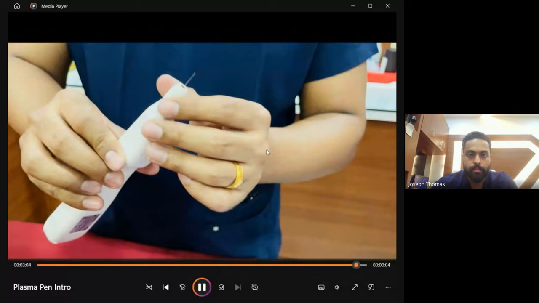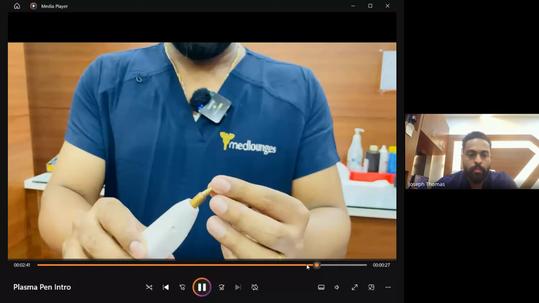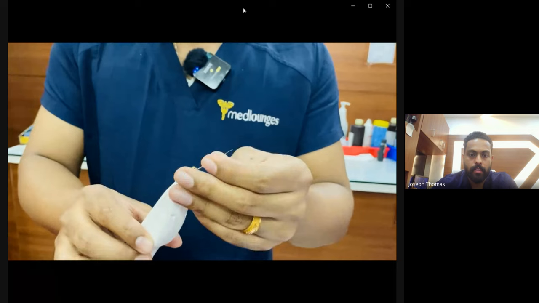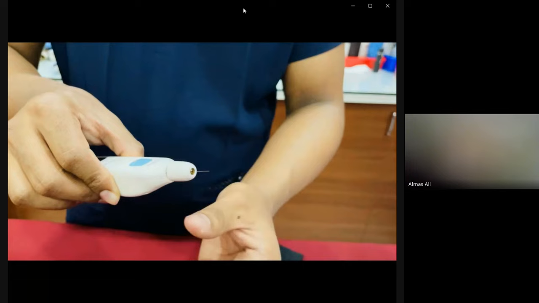So this is how we attach the needle. That is a needle collet. It is called a needle collet. There the needle will be attached, and on that we will be placing the acupuncture needle and tightening it. And then we'll be using it.